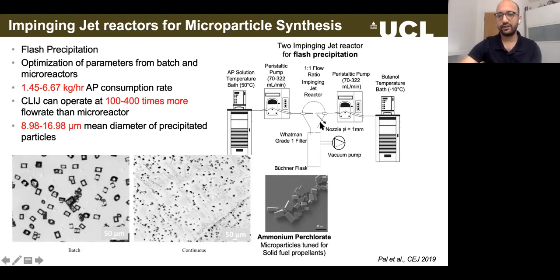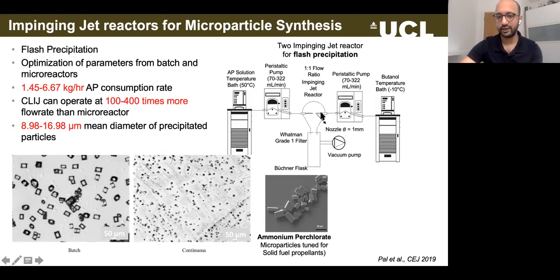So here is an impinging jet reactor. We feed the solution at a very high temperature, at 50 degrees, using a peristaltic pump. And here, we feed the anti-solvent at a low temperature using a similar peristaltic pump at a very high flow rate. You can see the flow rate is very high, from 70 to 300 ml per minute.